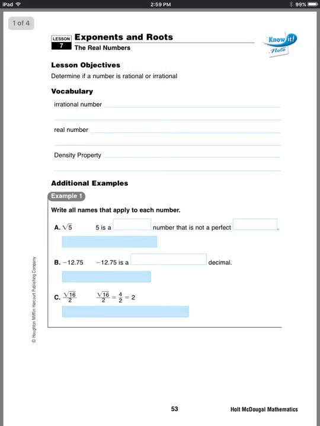Okay? So, 5 is a natural number. Natural is another name for counting. That is not a perfect square. If you take the square root of 5, you get the following: 2.236. Okay? So, it keeps going on and on. It doesn't just terminate perfectly. So because it doesn't terminate perfectly, and it just keeps going on and on, it is irrational.